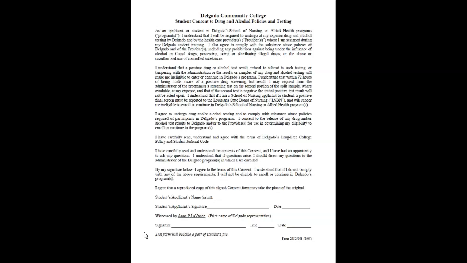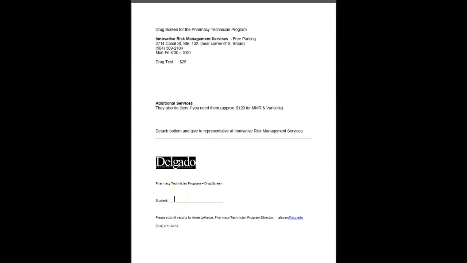As I said, you will sign both of these forms electronically. Once you have completed these forms, you will be required to complete a drug screen. The cost of the drug screen is $25. I have provided you with an information sheet that you will need to print out and take with you to Innovative Risk Management to complete your drug screen. You will need to print your name on the bottom of the form and give this bottom half to them. They will send me the results of your drug screen electronically in an encrypted document.